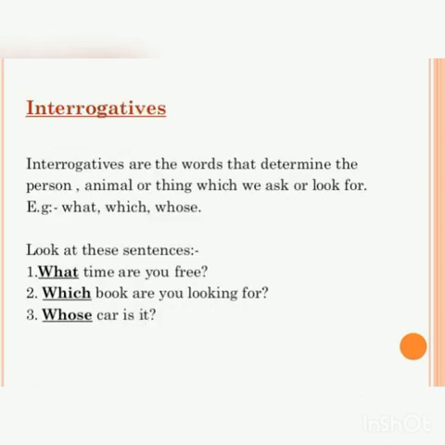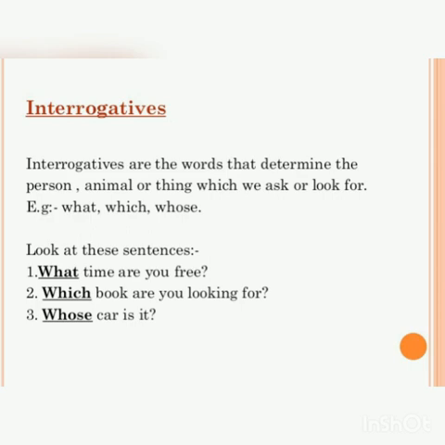The next kind of determiners that we have, interrogatives, are the words that determine the person, animal, or thing which we ask or look for. Example: what, which, whose. Now these words, when followed by a noun, become determiners. Now look at these sentences. What time are you free? Here what is followed by time. So it's acting as a determiner here.